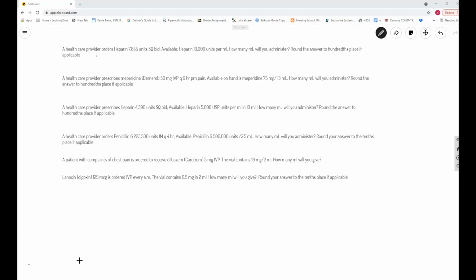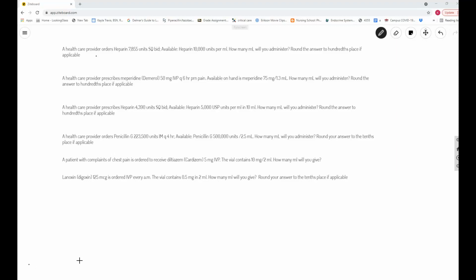Hey guys, let's talk about how I'm going to read an order and figure out how much med I'm going to give a patient. I'm going to do desired over have times quantity to do this math. It's the easiest in my opinion. If you like dimensional analysis, you get the same answer. It's just not my preferred method of doing math.